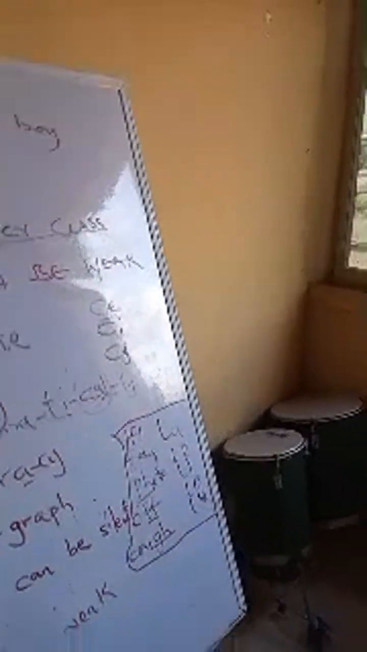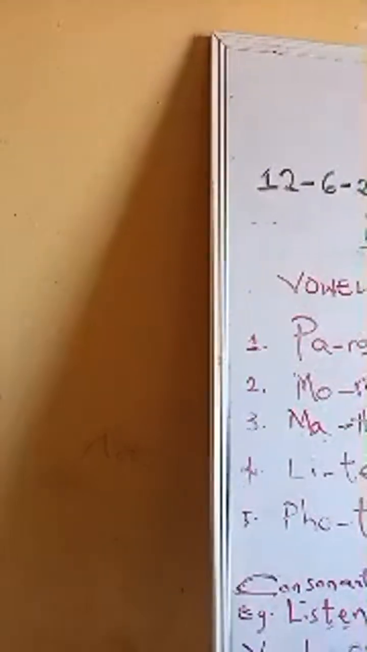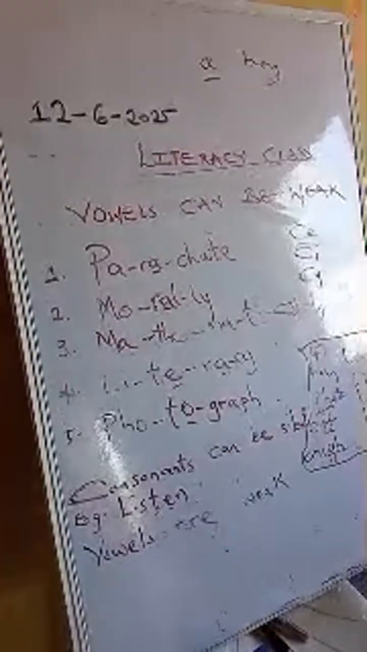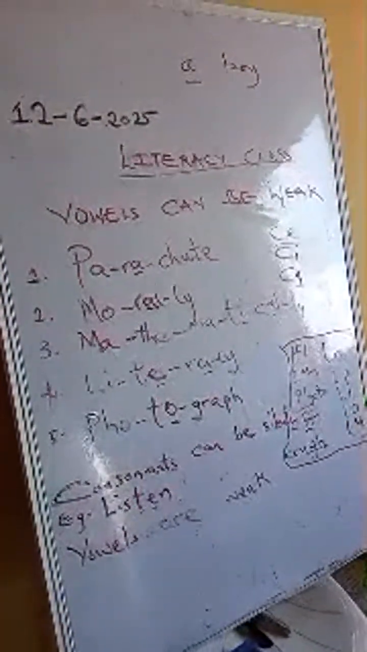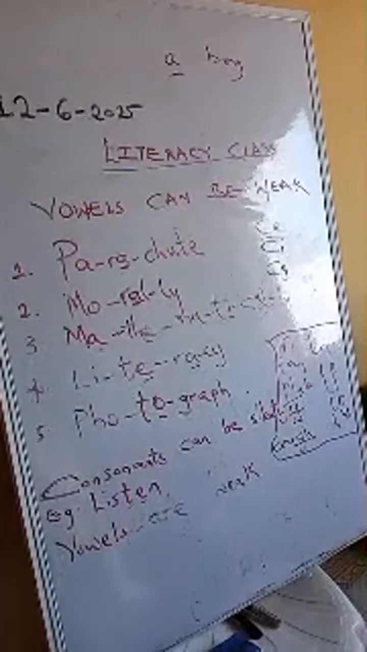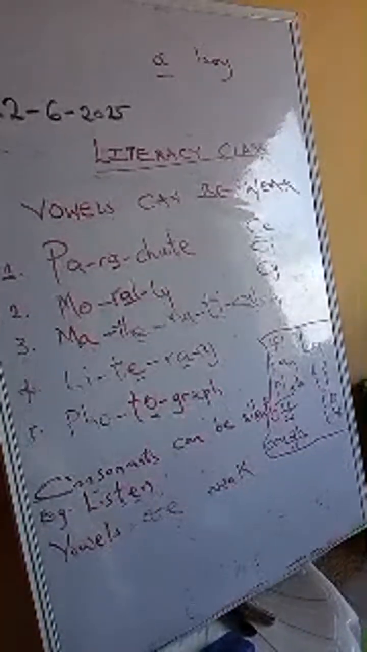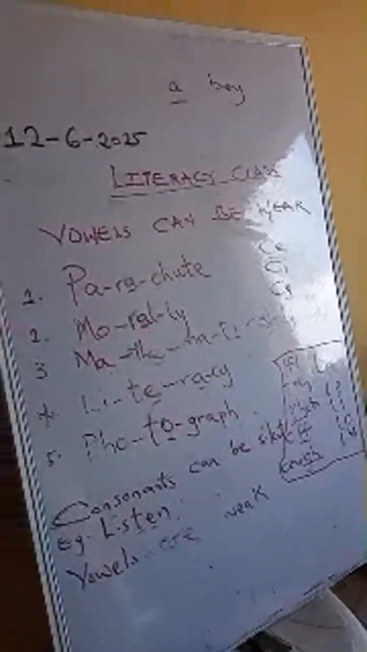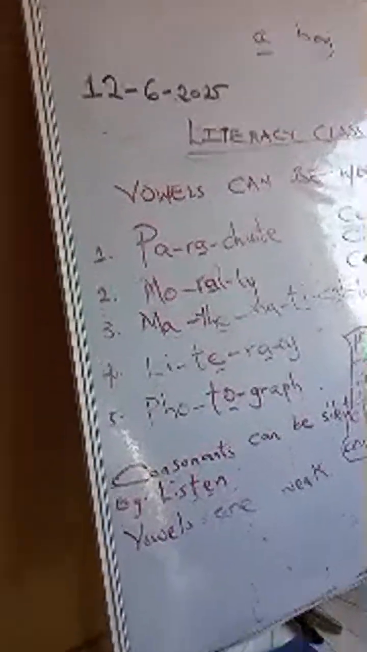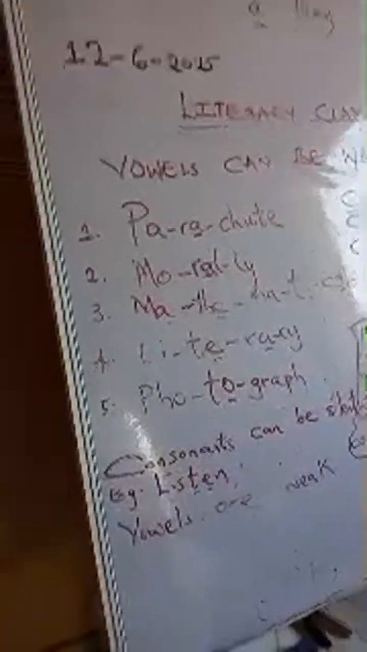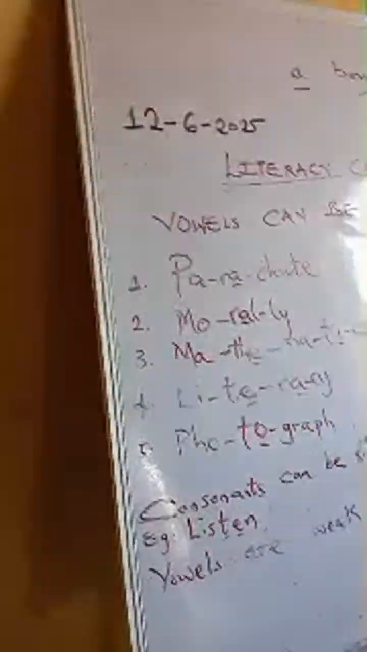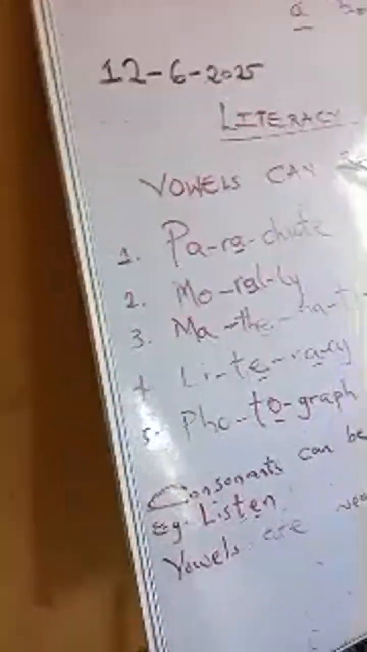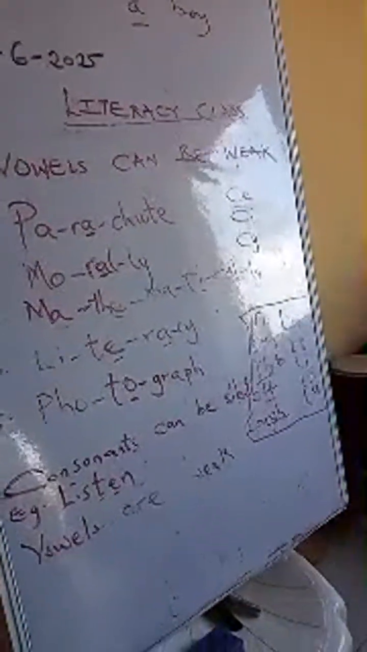Quickly. Is that le or le? Speak louder. Again. Literacy. That is literacy. If they ask you why the C sounds like S, you say because it is followed by E. It's followed by Y. If it is also followed by I, it is the same way.